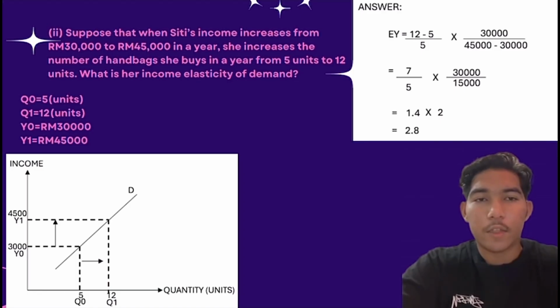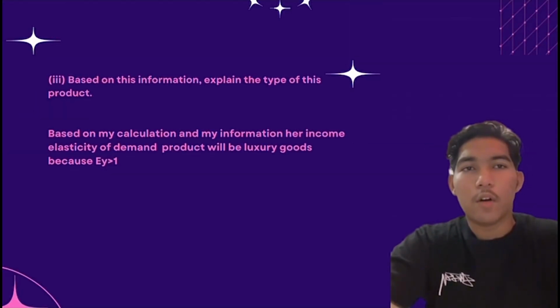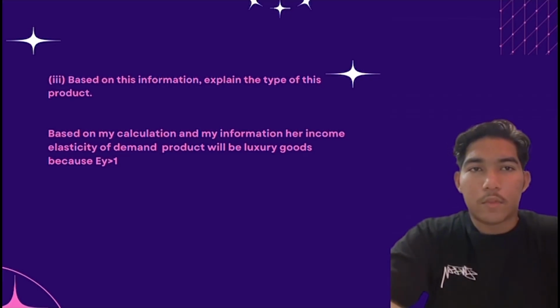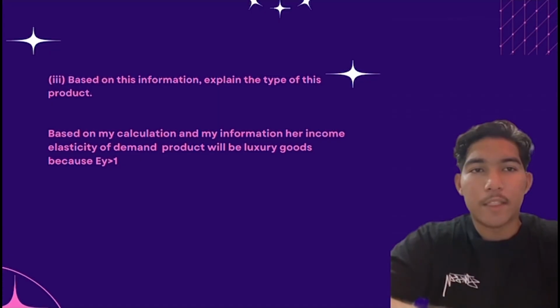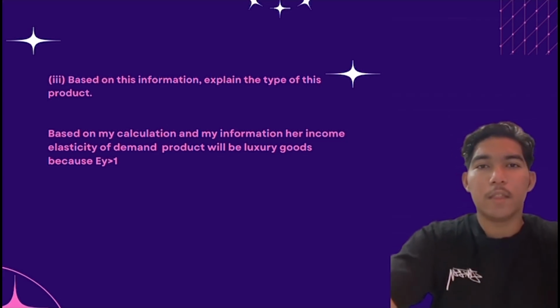As you can see, I already put my graph below my classification of her quantity and her income. Let's go on to my third question, which is: based on this information, explain the type of this product. Based on my calculation and my information, her product will be a luxury good because income elasticity of demand is greater than 1. That's all from me. Thank you.